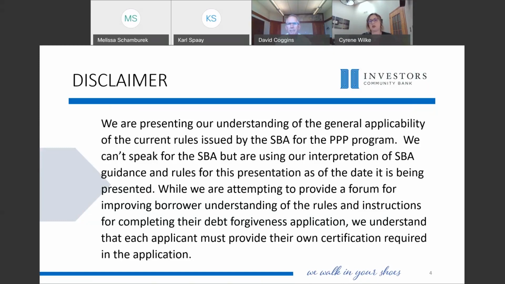We'd like to start off the session by covering some of the changes that came about with the Flexibility Act that was signed on June 5th. So I'll turn the event over to Dave now.